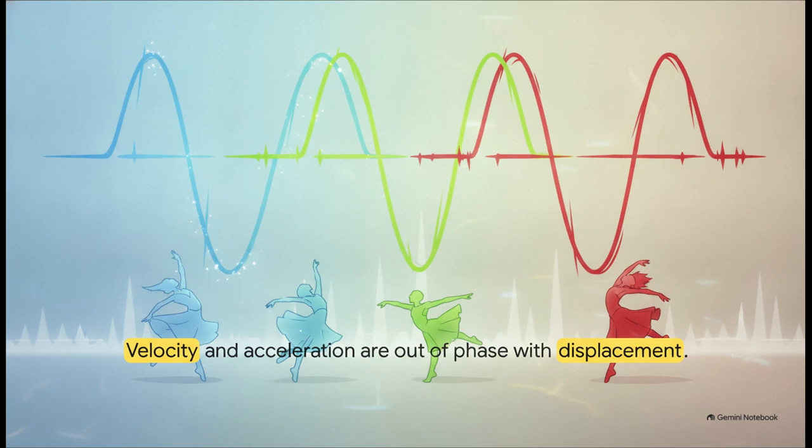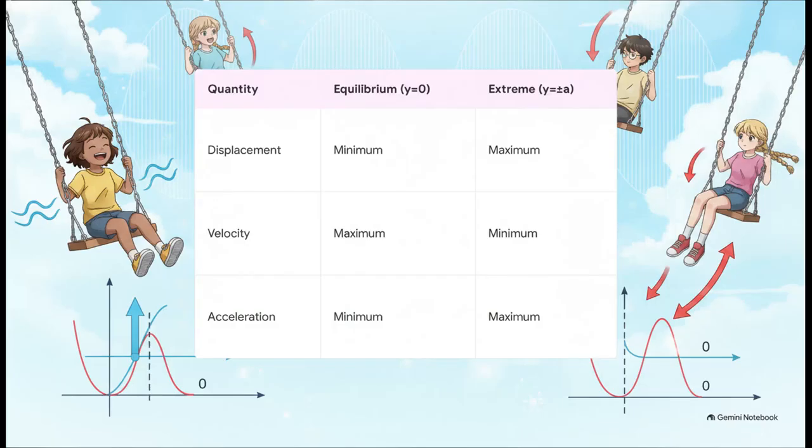So they're all following the exact same underlying rhythm, but they hit their peaks and valleys at completely different times in the choreography. And this table right here perfectly summarizes that timing. Picture yourself on a playground swing. When that swing goes as high as it can possibly go in the air, that extreme edge, your displacement is at its absolute maximum.